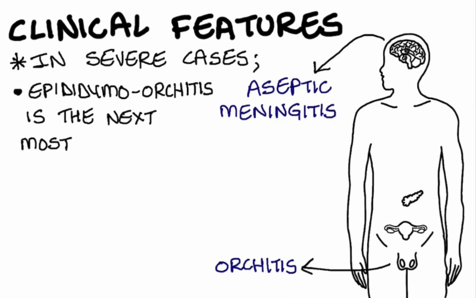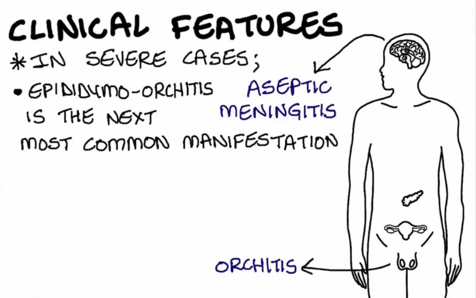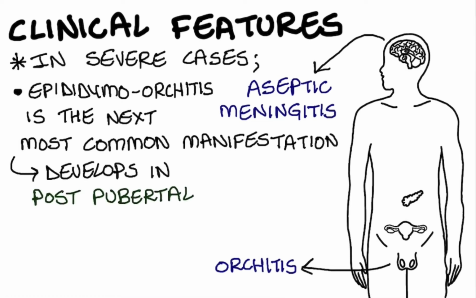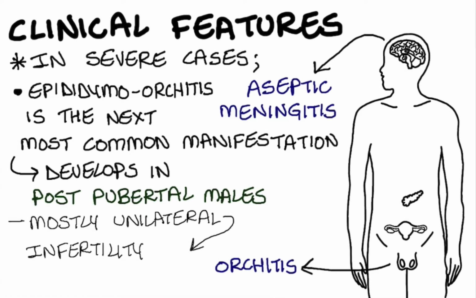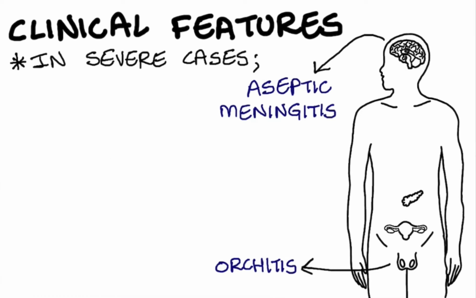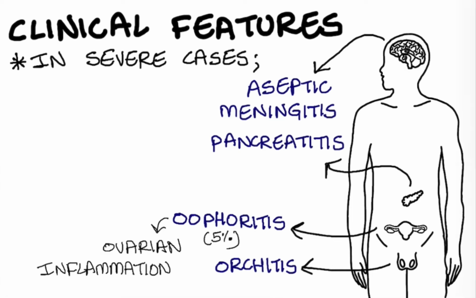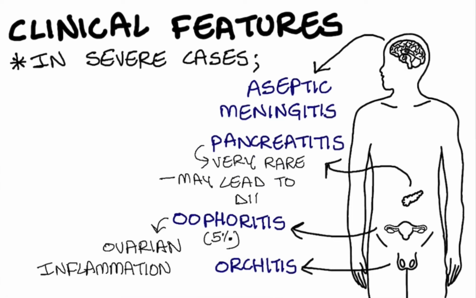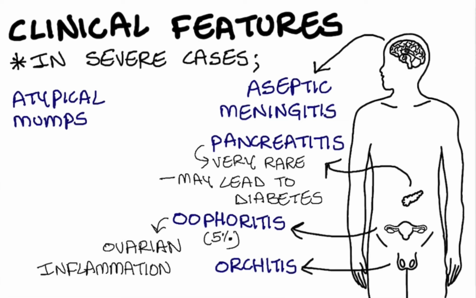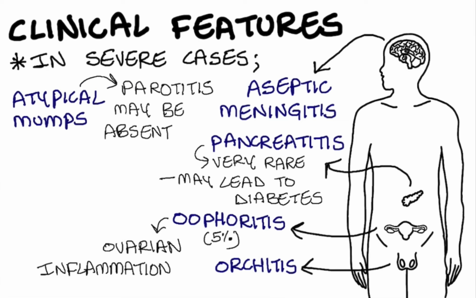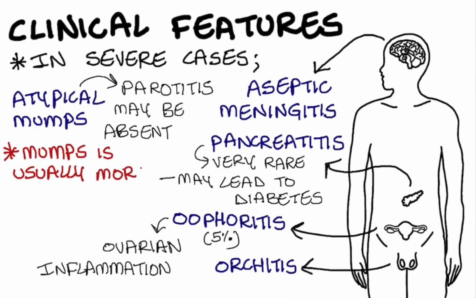Epididymo-orchitis is the next most common manifestation of mumps. It develops in postpubertal males. Orchitis is mostly unilateral and hence infertility is rare. Other complications are oophoritis, which is the ovarian inflammation and occurs in about 5% of women. Pancreatitis is very rare and may lead to diabetes. In atypical mumps, parotitis may be absent. Mumps is usually more severe in adults than in children.